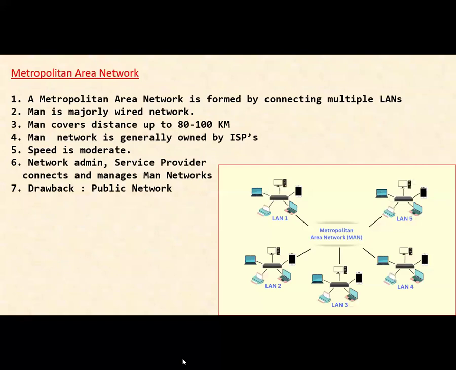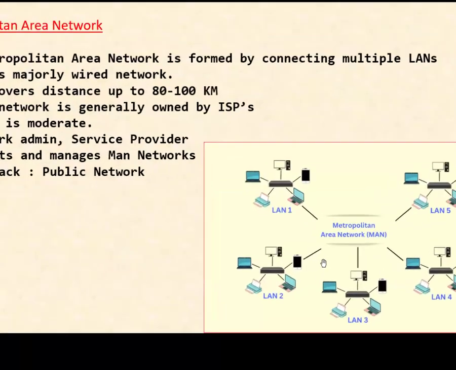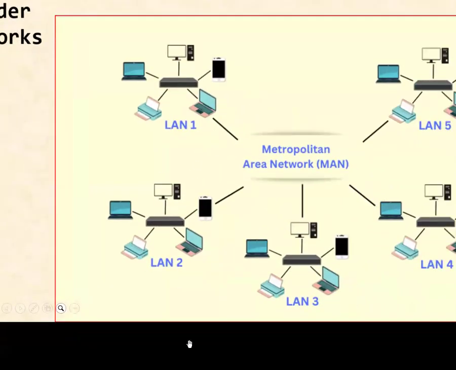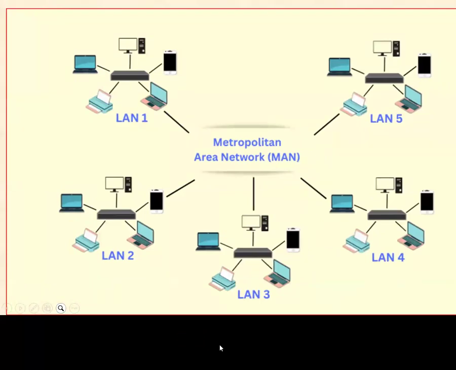Let's go with the metropolitan area network. See, the name says everything again, metropolitan. A metropolitan area network is a network where multiple local area networks are connected with each other. Local area network 1, local area network 2, local area network 5, or local area network 30, 50, 100, whatever. All these local area networks are connected with each other within a geographical location, and that geographical location is a metropolitan area. Metropolitan means a city, right?